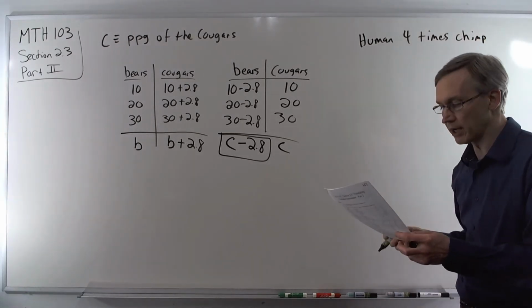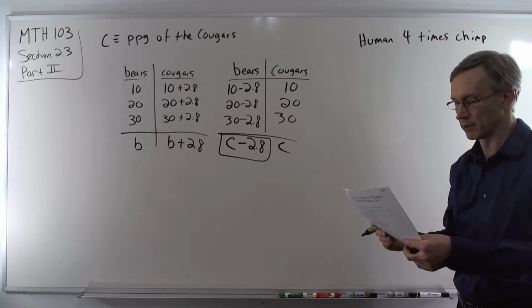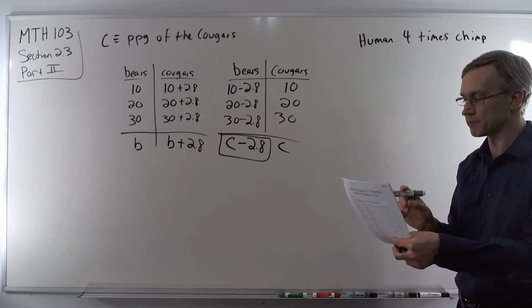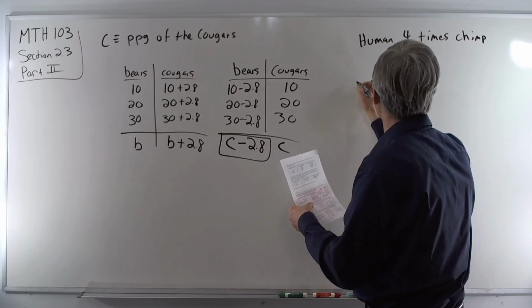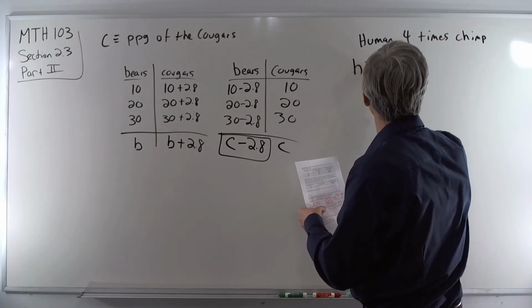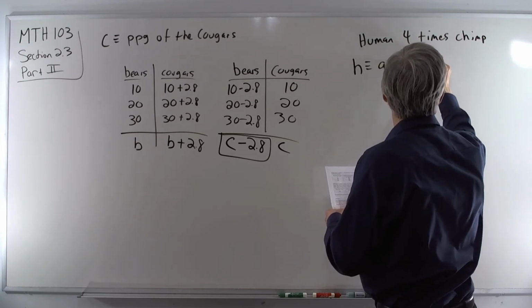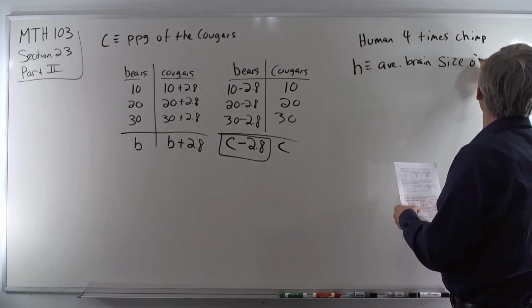Express the average brain size of a chimpanzee in terms of the average brain size of a human. Okay, there's our key phrase, in terms of, and after that is the average brain size of a human. So there's our variable. So I'm going to define that to be H. H is the average brain size of human.